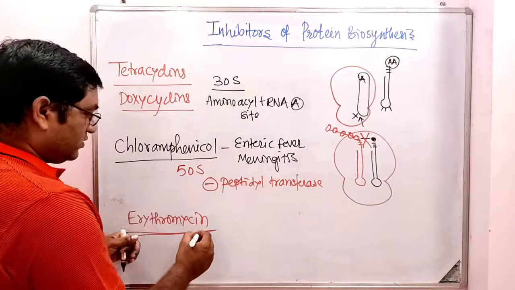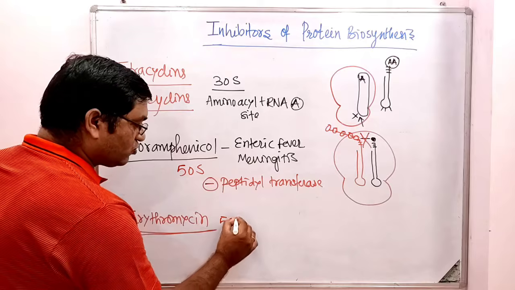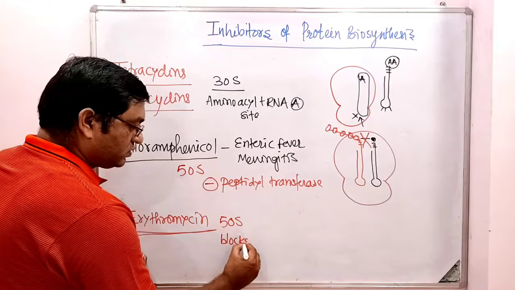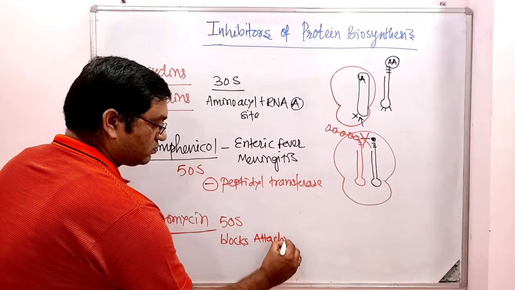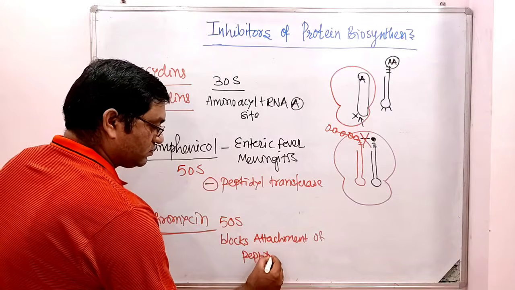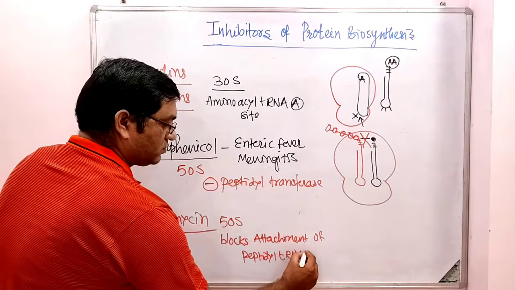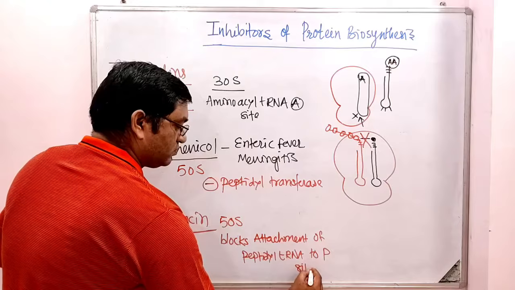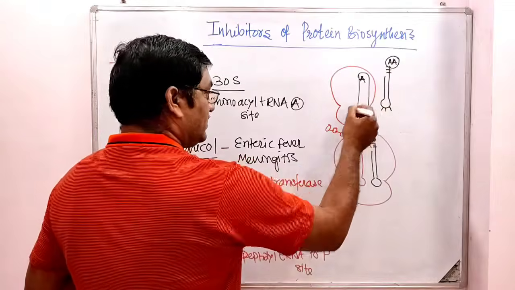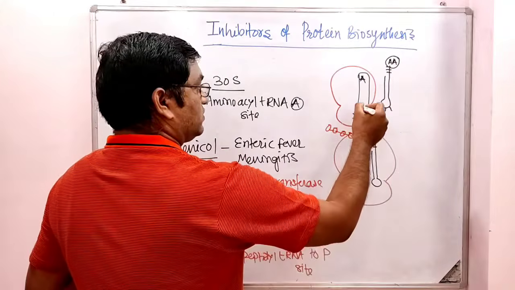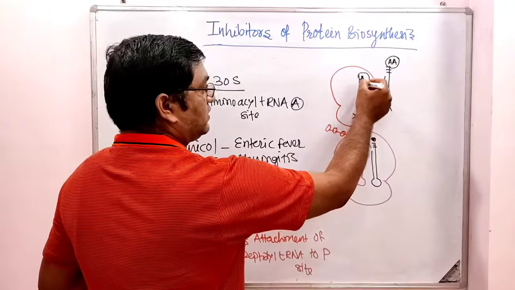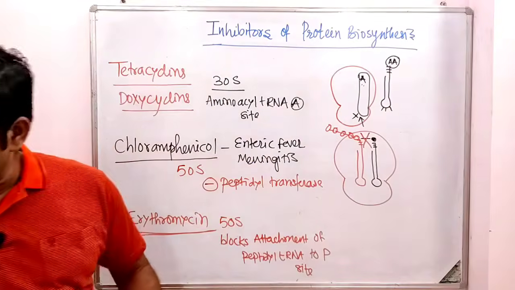Erythromycin binds with the 50S ribosomal unit and blocks the attachment of peptidyl tRNA to the P site. So this is aminoacyl tRNA. Okay, and after the elongation of the peptide chain at this site, we'll see that.